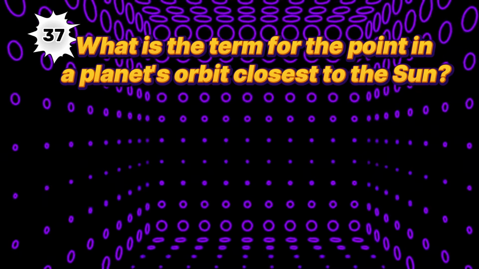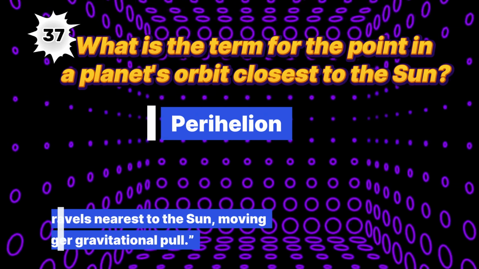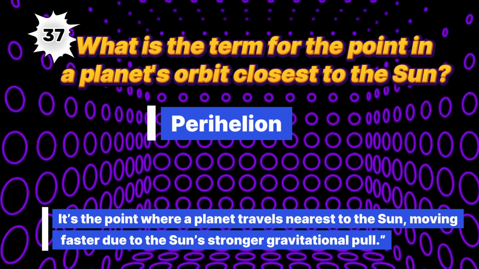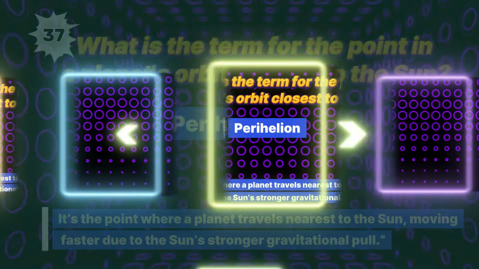The correct term is perihelion. It's the point where a planet travels nearest to the Sun, moving faster due to the Sun's stronger gravitational pull.